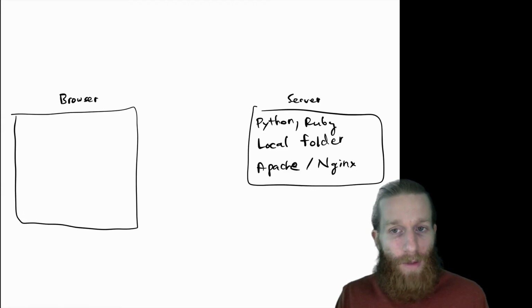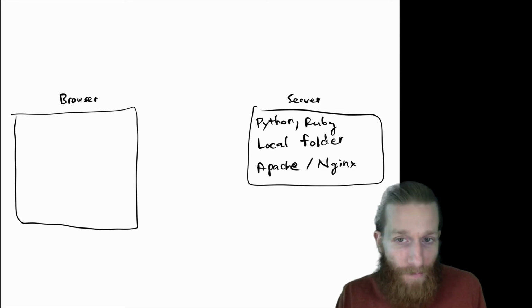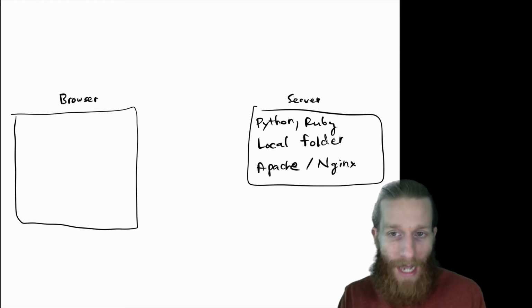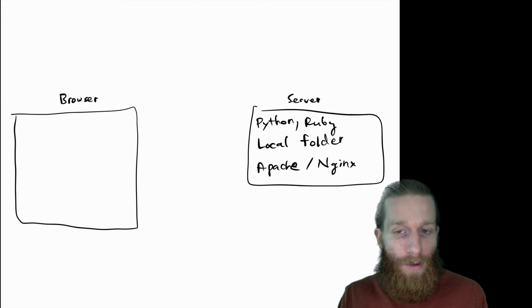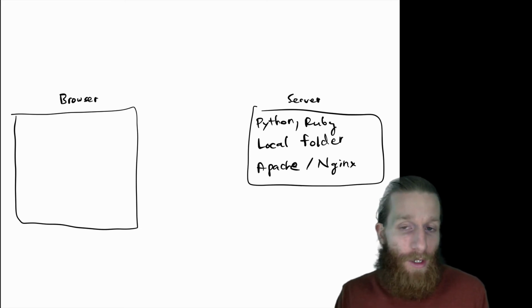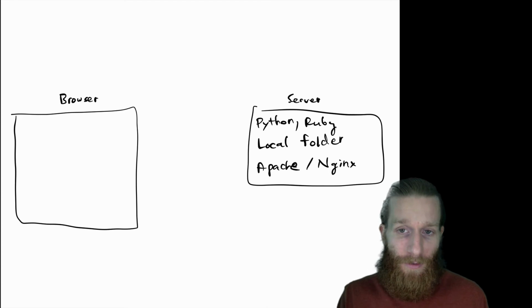That server might be running Python, Ruby. There might just be a folder of stuff on there that's sitting behind Apache or Nginx. There's got to be some running process to actually be listening for requests. That could be Apache or Nginx or these web frameworks, Python and Ruby. You can have web servers running in those. There's a whole bunch of different stacks that can be running on the server. Fundamentally, they're going to be responding to requests.